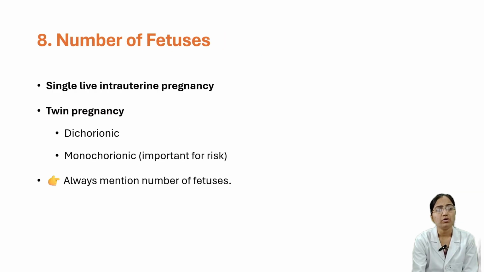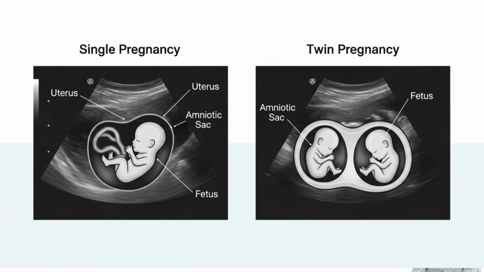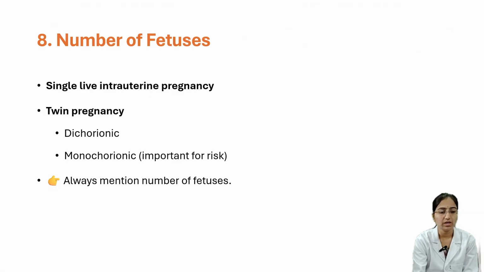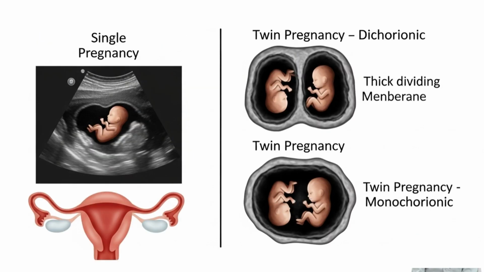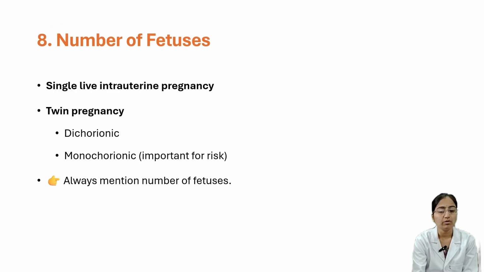Next we'll see the number of fetuses. This has to be mentioned. Single live intrauterine pregnancy, and then twin pregnancy. If it is dichorionic or monochorionic, and always mention the number of fetuses.